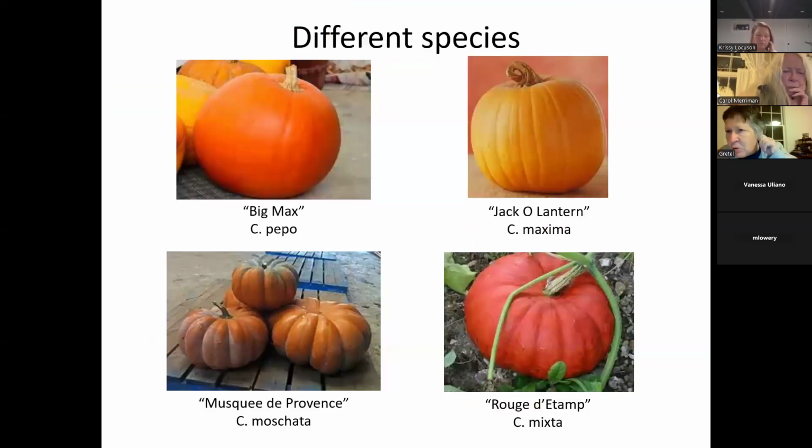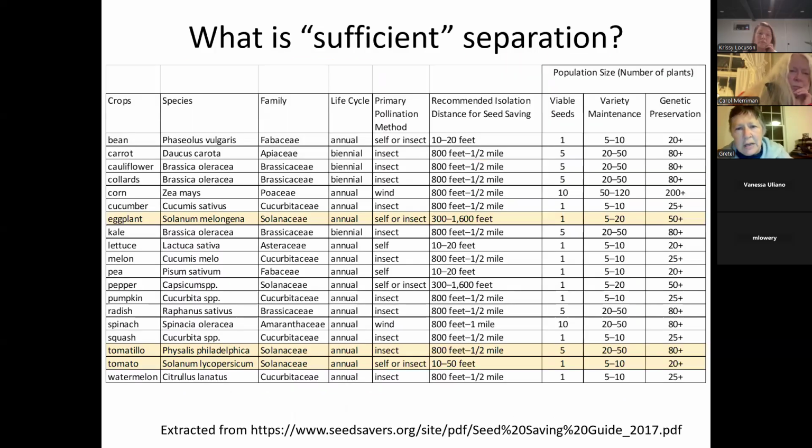Oh, sorry, I almost forgot I have this slide in there. You can't tell by looking at them. These I would all call pumpkins, but they're four different species. You can grow them on top of each other and they will not cross-pollinate. So how close together? Well, for squash, it's 800 feet to half a mile. That's how far the bees will go.